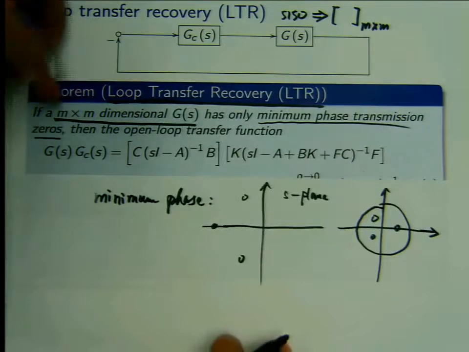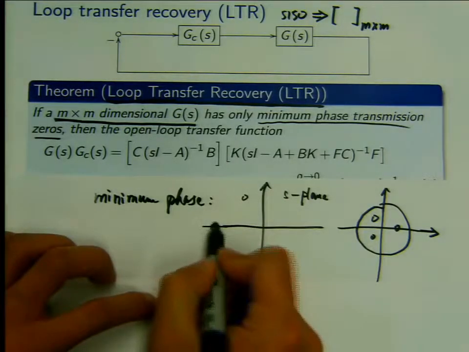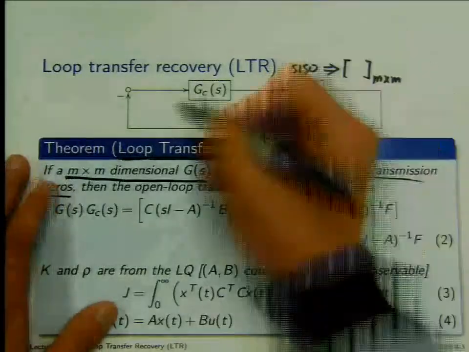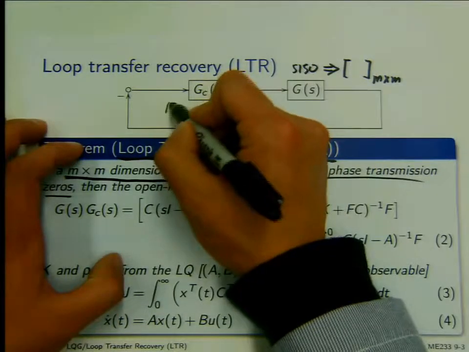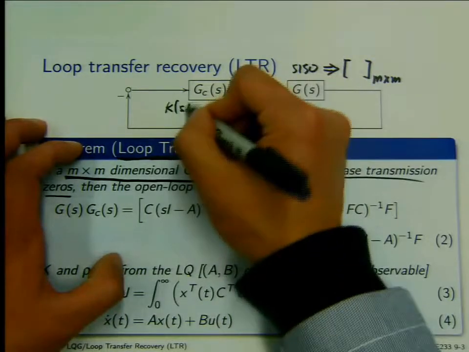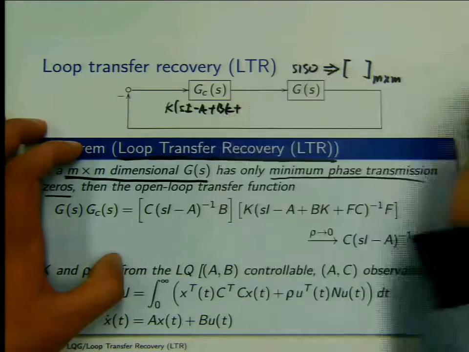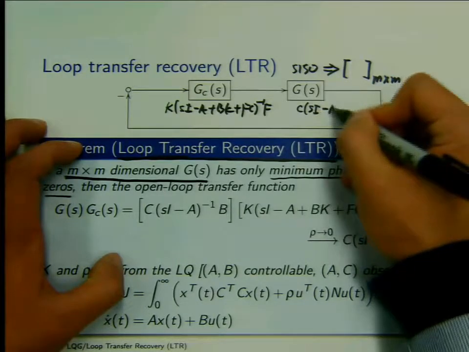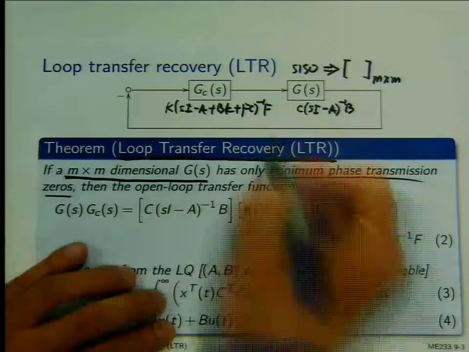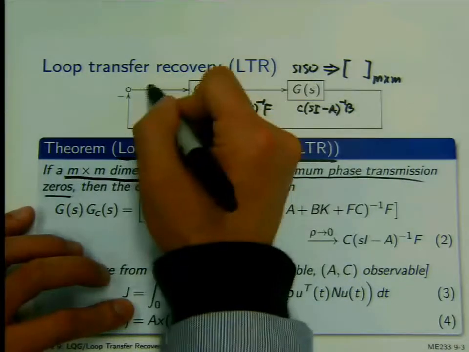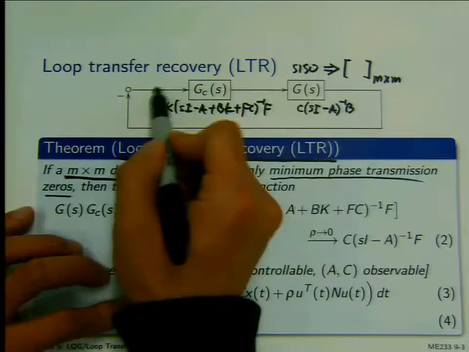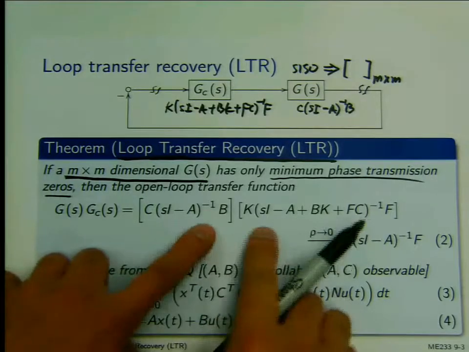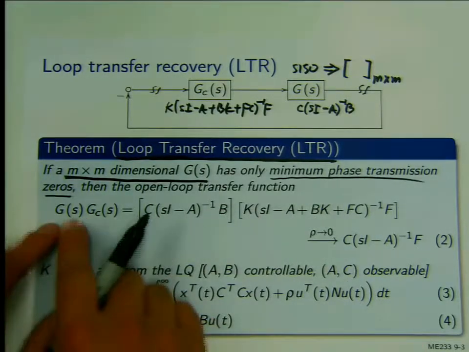So the theorem says if the transfer function of the plant has these nice locations of zeros, then from the last slide, if you recall, last time we derived the transfer function of G_C, which is K (sI minus A plus BK plus FC) inverse F. And the transfer function of the plant is C (sI minus A) inverse B. So do this algebra. Write down the open loop transfer function from here to here. It's going to be the transfer function of the controller times the transfer function of the plant.